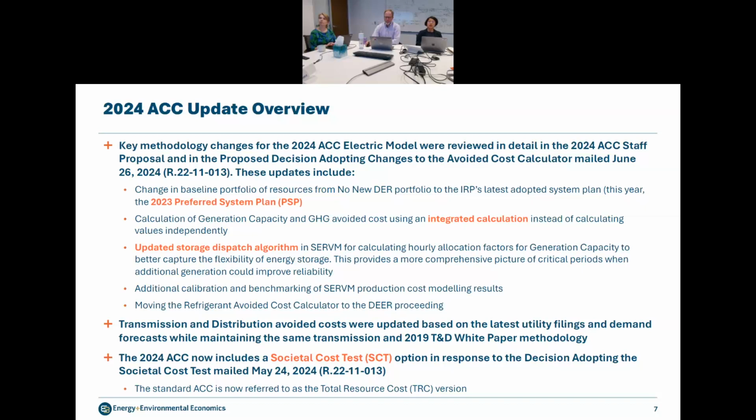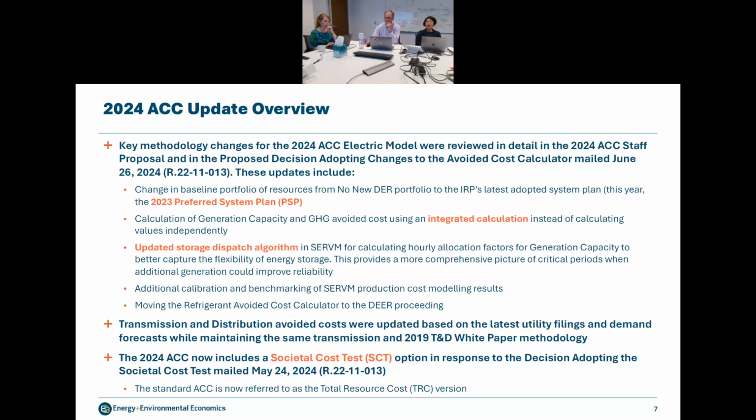First is that starting in this cycle, we'll be using the IRP's latest adopted system plan, that is the 2023 Preferred System Plan, PSP, rather than the no new DER portfolio that the previous ACC had been using. The second was that for this cycle, we're using an integrated calculation to derive both GHG and generation capacity avoided costs. Previously, the two value streams were calculated independently. And I will have a section dedicated to that to describe what we did.